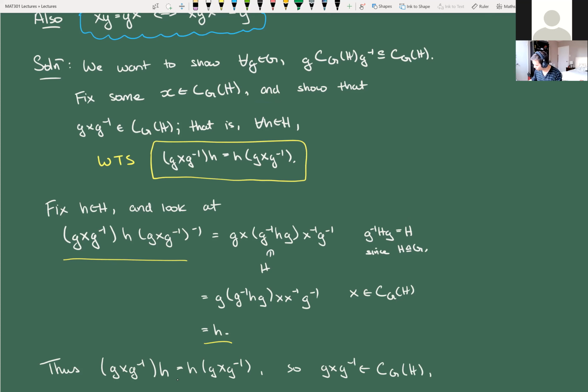And therefore, the centralizer is normal, as required, right? Okay, I zoomed out there so that I could put that all into one line. But does that make sense? Are there any questions about that?